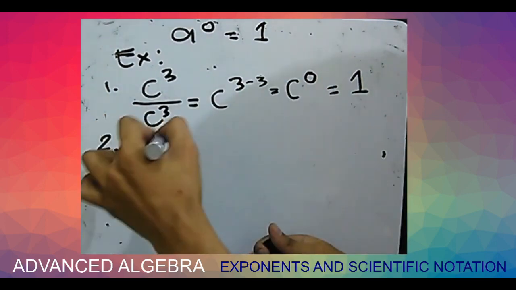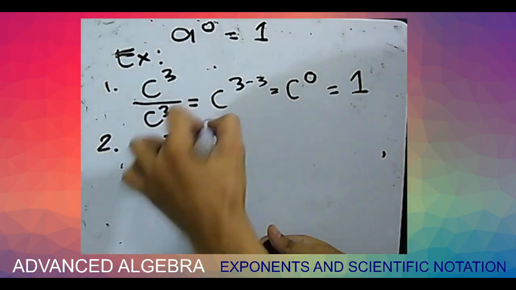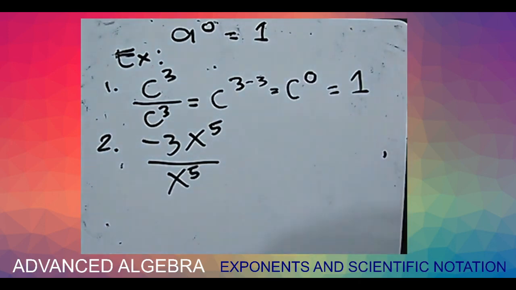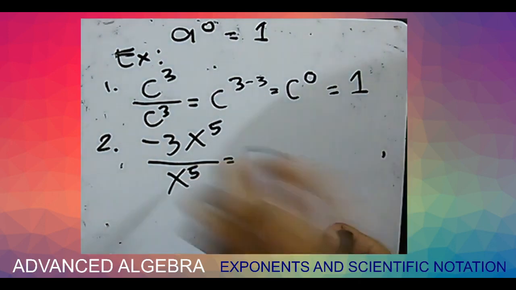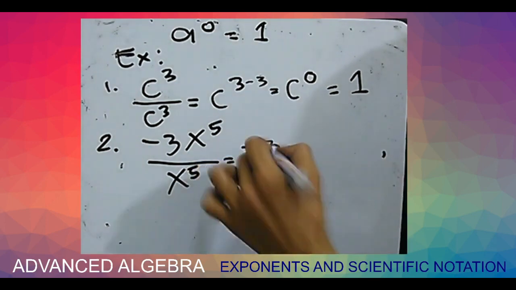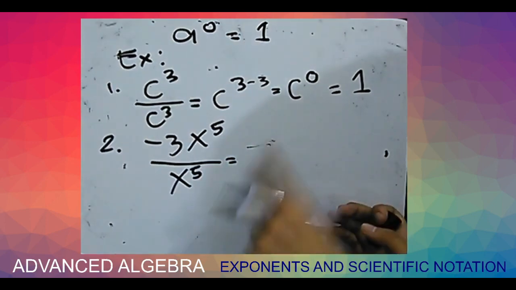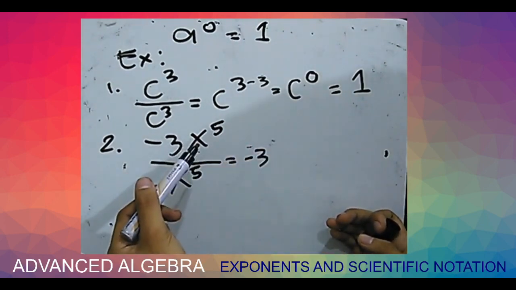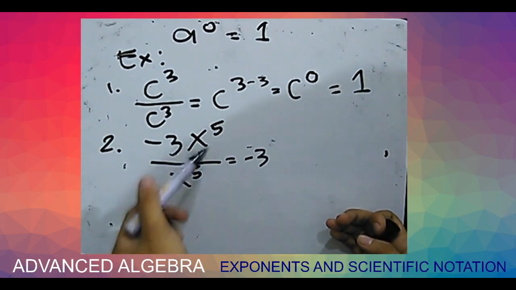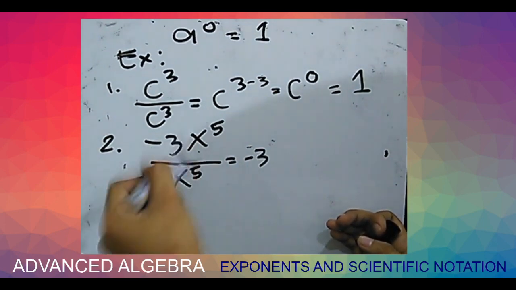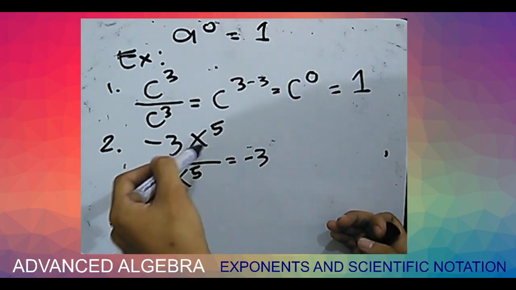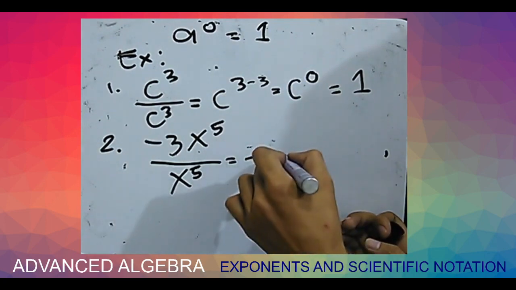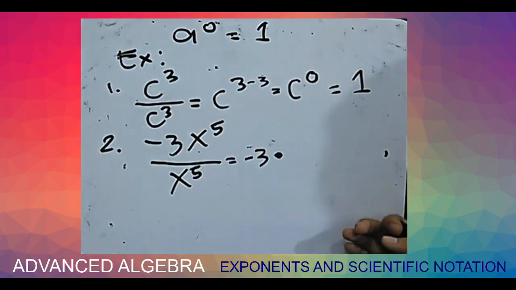So negative 3x to the fifth power divided by x to the fifth power. So ang gawin natin, hiwalay natin si negative 3. Okay? Negative 3. Sabi ko sa inyo, pag magkatabi yung number at yung variable, tapos walang nakalagay na operation, ang operation niya ay multiplication. Okay? So gumamit tayo ng dot.